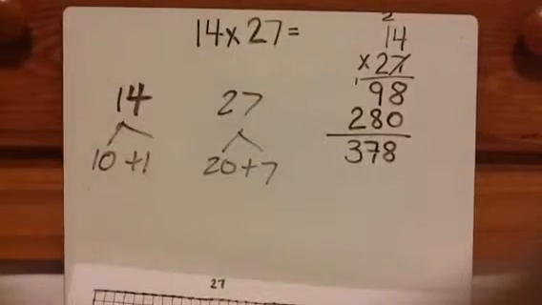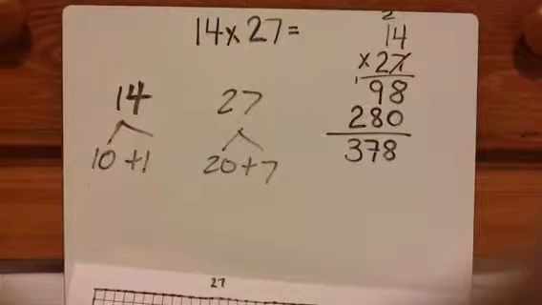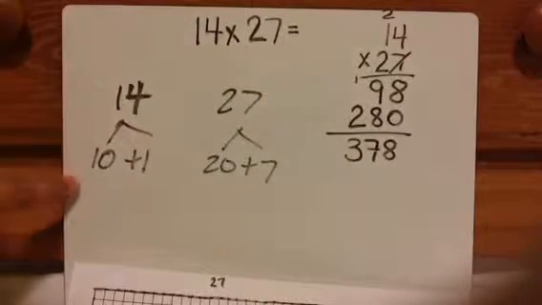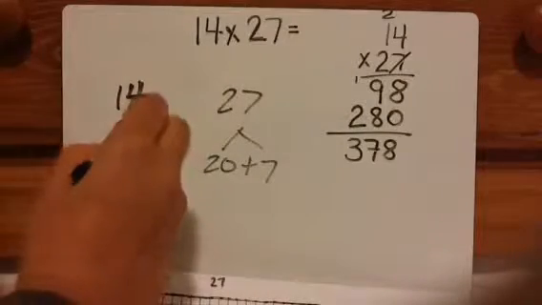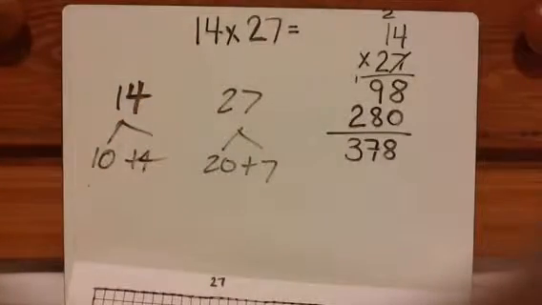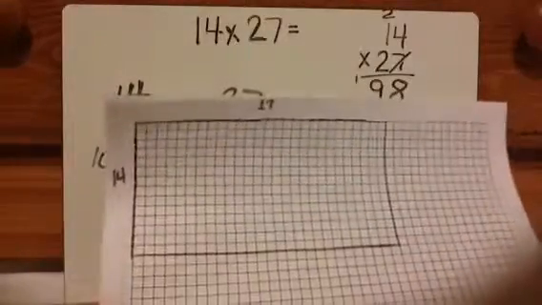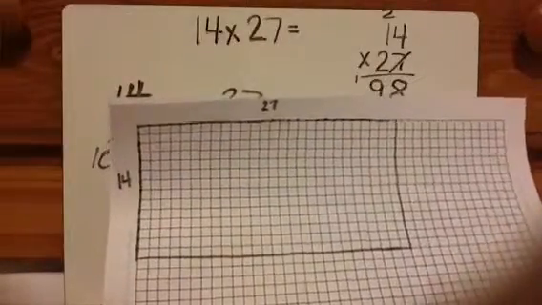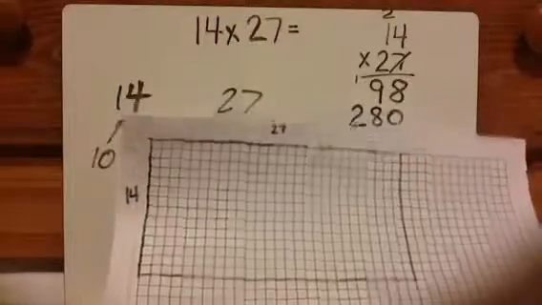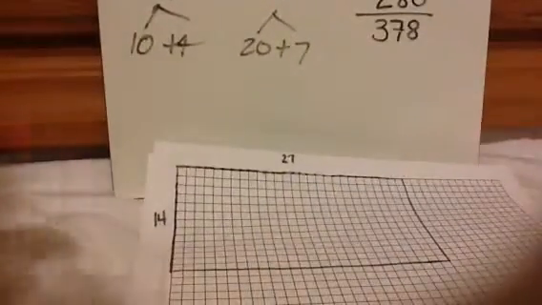Okay, so let's look at 14 by 27. So I broke up the 14 to 10 plus 4, and I broke up the 27 to 20 plus 7. So first I'm going to show you my array. This is just the array with no broken parts, so 14 by 27. Then we're going to go through each piece and show the area models.